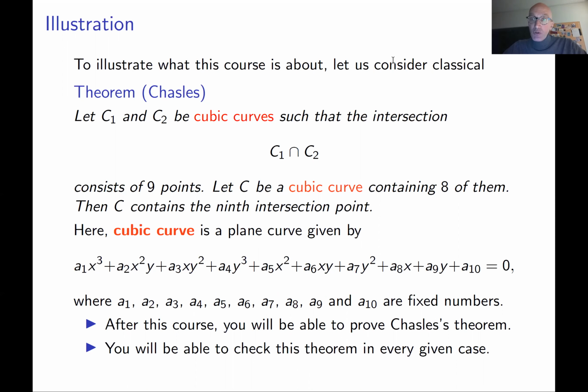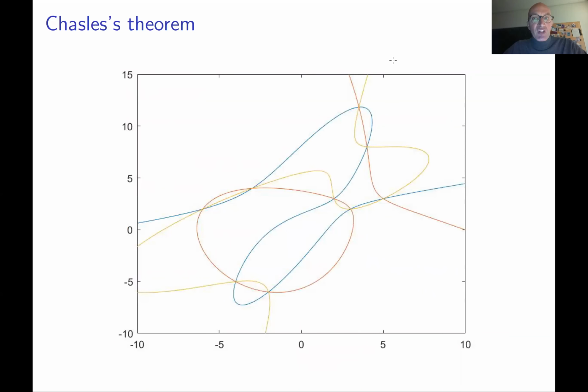Let's fix two cubic curves in the plane. First, let's consider a picture. This is a real picture. Real picture means that I found equations of two cubic curves, a red one and a blue one, and I checked that these two curves intersect in 9 points. You can count 9 intersection points in this picture. And then I randomly picked a yellow cubic curve which passes through 8 intersection points. And you see that this yellow curve actually passes through the 9th point as well.